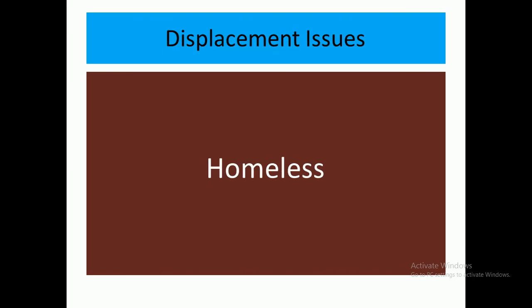During displacement, the displaced people may face several issues. The first one, they become homeless. The native people use their places as a home. They completely depend upon that particular place. When they are dislocated, they do not have a home to live in. So they become homeless. Another issue is joblessness.